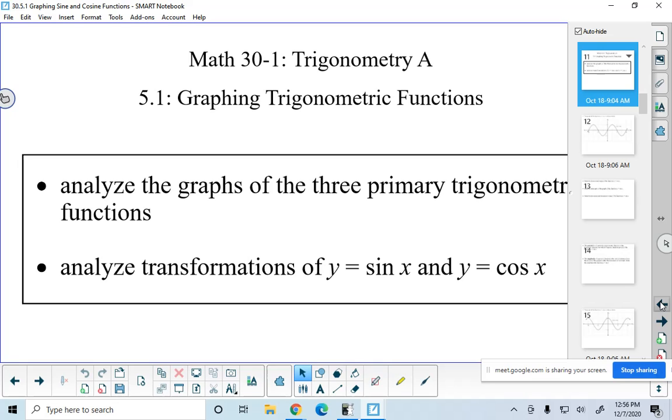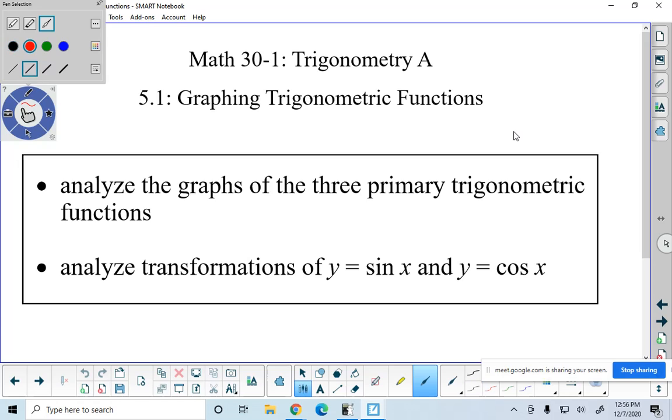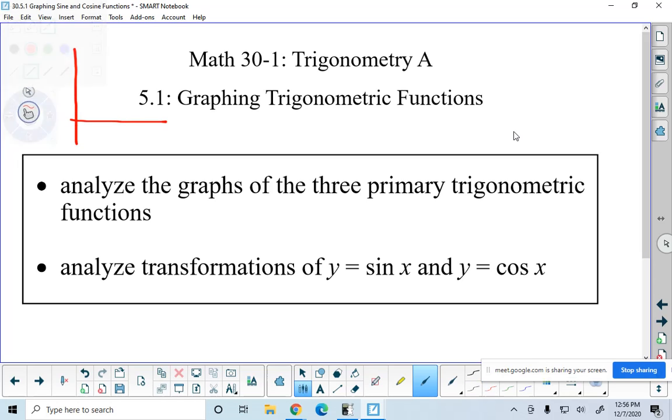So we're looking here at graphing trigonometric functions, and we're going to be analyzing the graphs of y equals sine of x and y equals cos of x. And we have a huge problem here, because when we graph things, we talk about x and y coordinates. So when I talk about the graph of y equals sine of x, I plot y equals sine of x on the vertical axis and x on the horizontal axis.